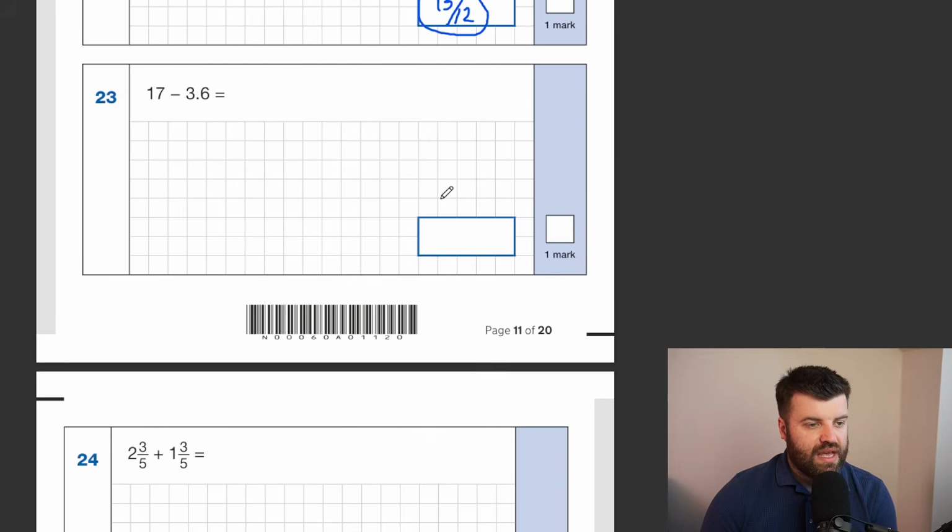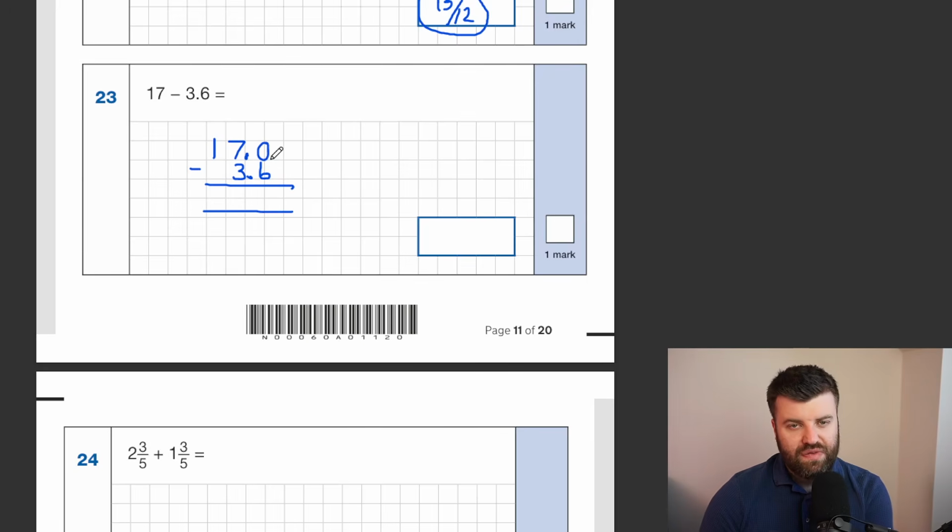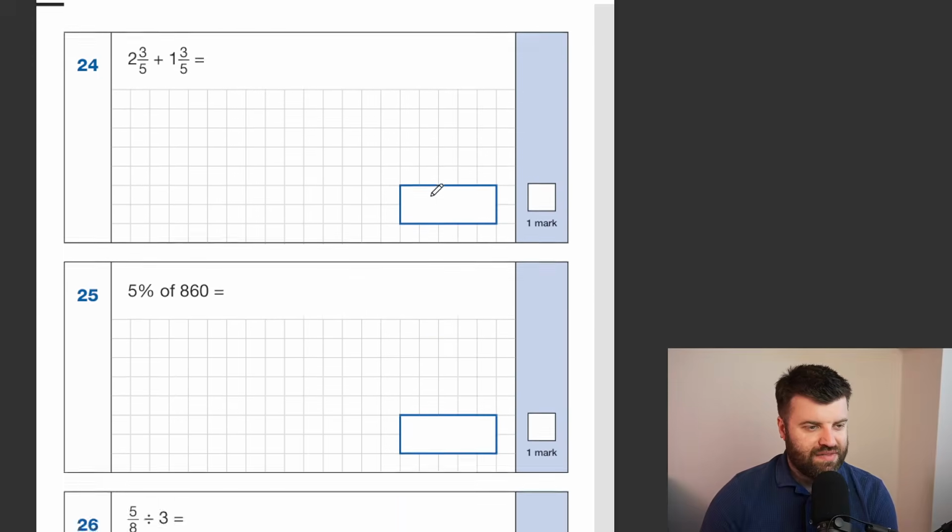That is fine. 17 take away 3.6. Again, this is all about lining up your digits properly. 3.6, the decimal would go past here. And what I would do is I'd put a 0.0 just for clarity, because how can I do 0 take away 6? Well, hopefully you'll understand that in this question type we can't do that. So we're going to take 1 from the ones column and have 10 tenths. 10 take away 6 is 4, put the decimal in. 6 take away 3 is 3, and then this 1 drops down here. 13.4. Nice one. Well done if you got that.